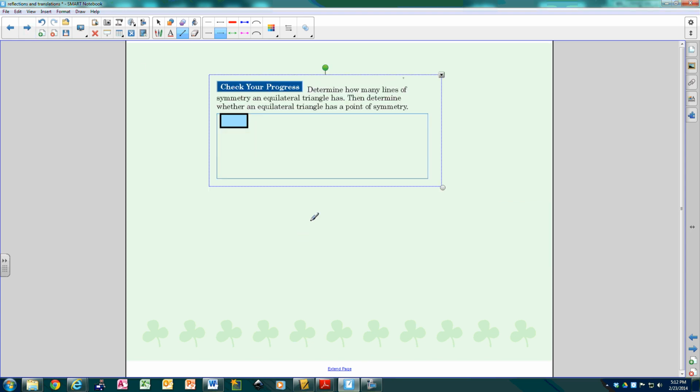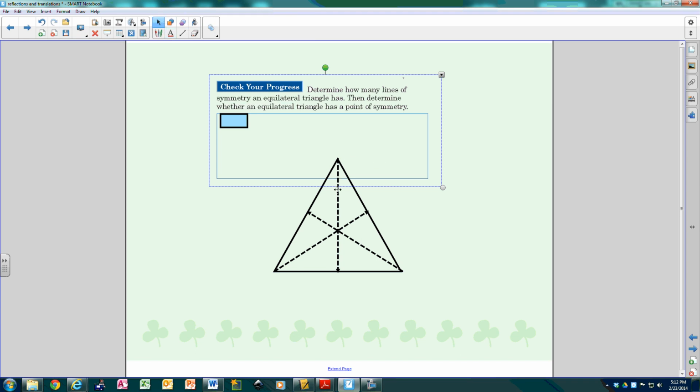Okay, so let's try that with the triangle. Determine how many, so let's draw an equilateral triangle. That's probably as close as we're going to get it. And we're going to go to a corner and draw a line perpendicular. Go to a corner, draw a line perpendicular. Go to a corner, draw a line perpendicular. With an equilateral triangle, isn't that line your median, your altitude, your bisector, and everything? So we have 3 lines of symmetry, but there's still not a point of symmetry.